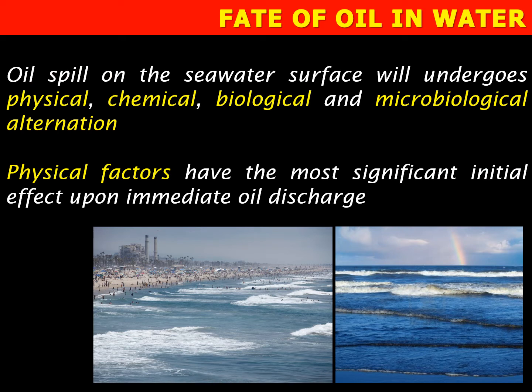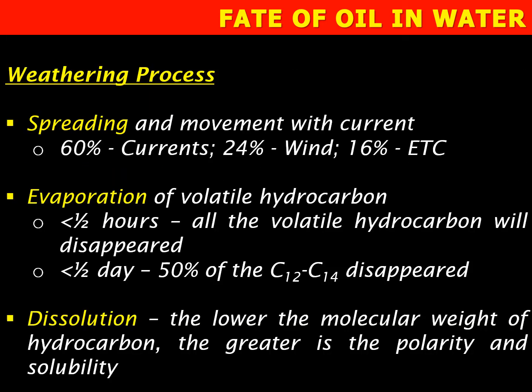Fate of oil in water. After an oil spill incident, the seawater surface will undergo physical, chemical, biological, and microbiological alteration. The physical factors have the most significant initial effect upon immediate oil discharge. The oil will undergo a weathering process, spreading and movement with the water current. 60% influenced by currents, 24% by wind, 16% by others.